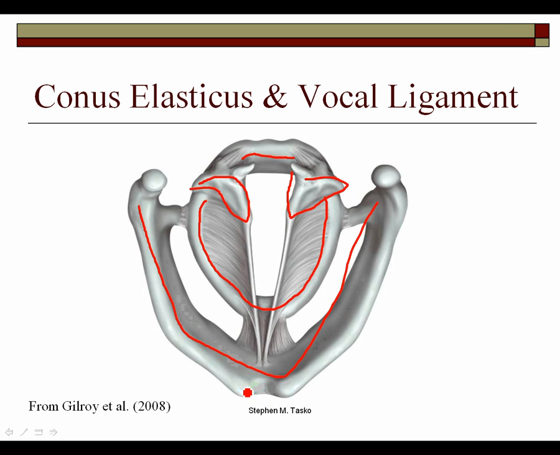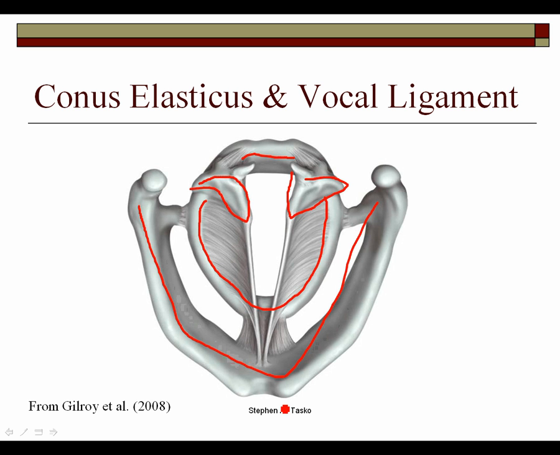And this prominence here is a result of the coming together of these two lamina of the thyroid cartilage, giving an angle to it. And that's what we feel as a thyroid prominence, sometimes called the Adam's apple.